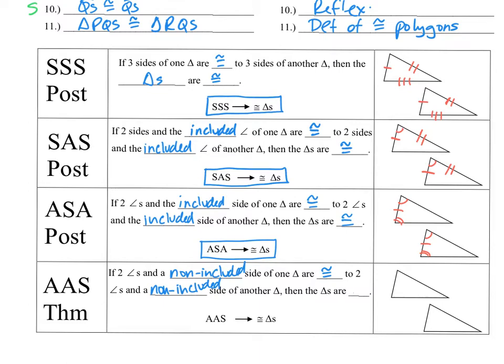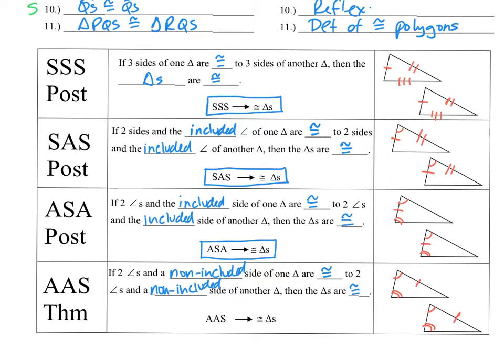So let's mark what we're talking about. Angle, angle, side. So that's two angles and a non-included side. So let's mark the same two angles that we did in the last example. Now remember, this was the included side, right? So either one of these sides would be the non-included side. So it doesn't matter which one we pick. I'm just going to pick this one and mark it congruent.